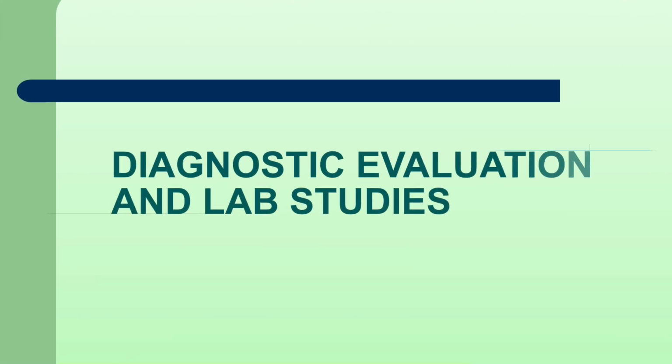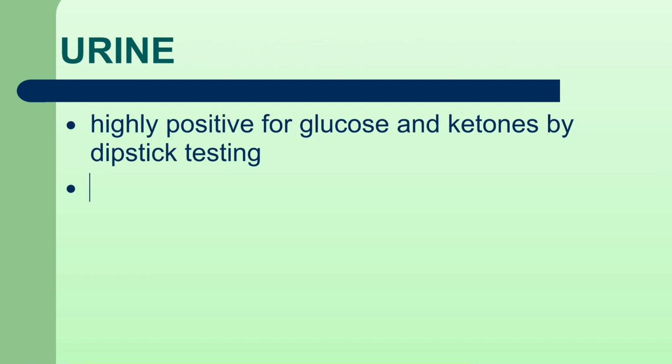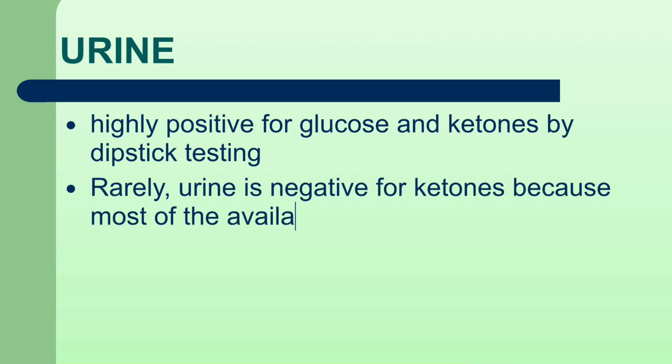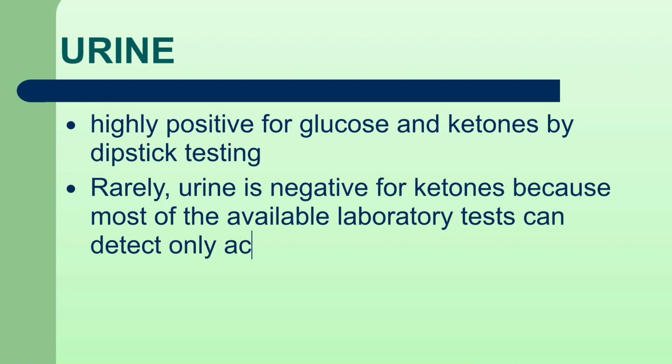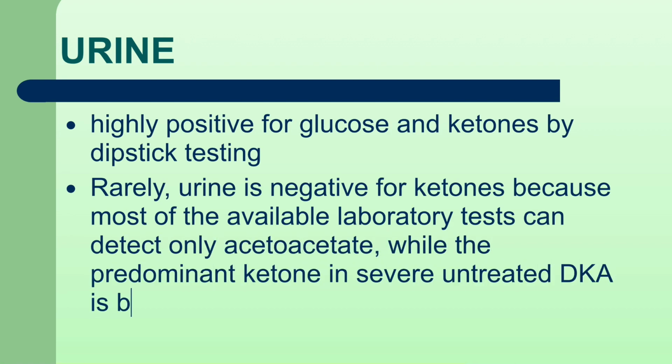Diagnostic evaluation and lab studies. Urine. Highly positive for glucose and ketones by dipstick testing. Rarely, urine is negative for ketones because most of the available laboratory tests can detect only acetoacetate, while the predominant ketone in severe untreated DKA is beta-hydroxybutyrate.